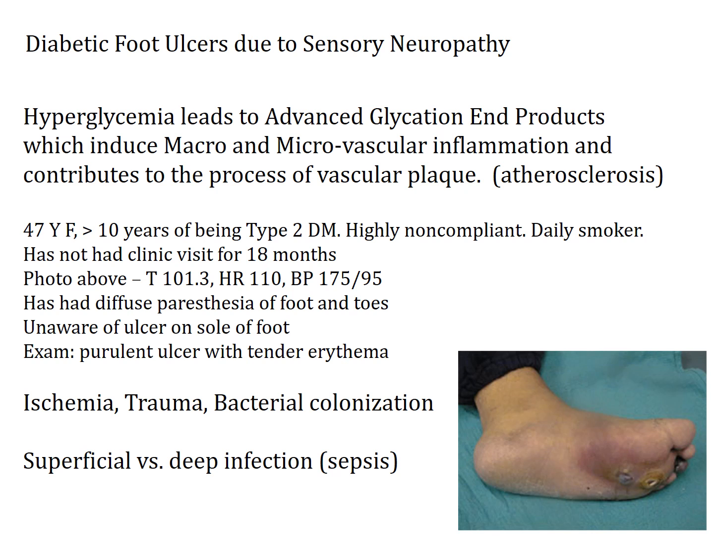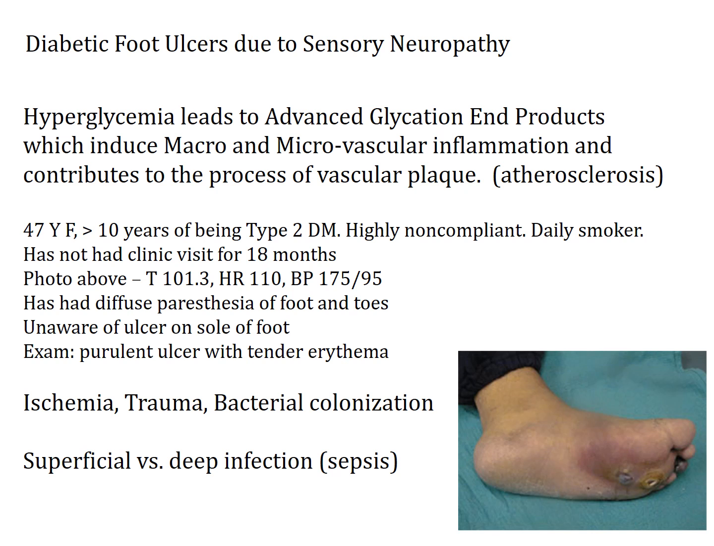So here's a case. You have a 47-year-old male. He's had 10 years of being type 2 diabetic. He's very non-compliant. He still smokes. He hasn't had a clinic visit for 18 months. That's just a nightmare, right? You've got type 2 diabetes, you're not being compliant, you're smoking, and you're not getting evaluated. And now he comes into your clinic with this photo.